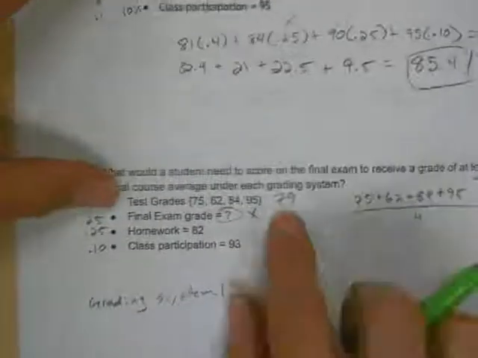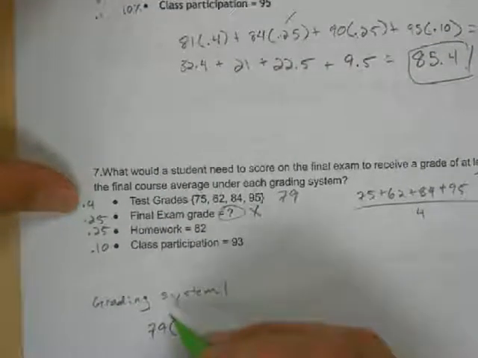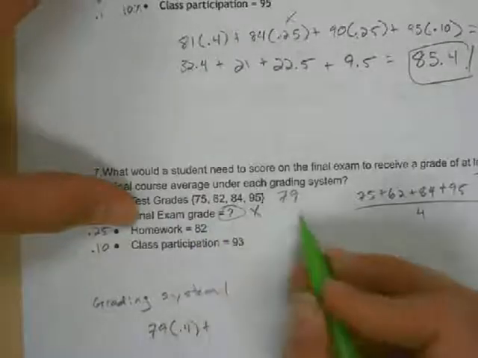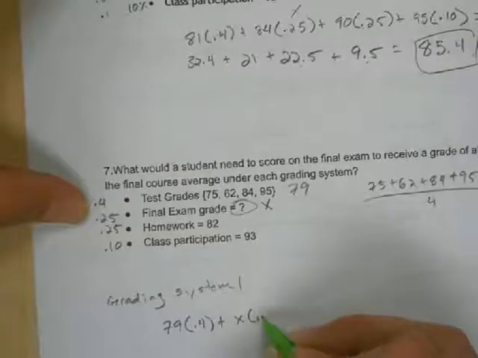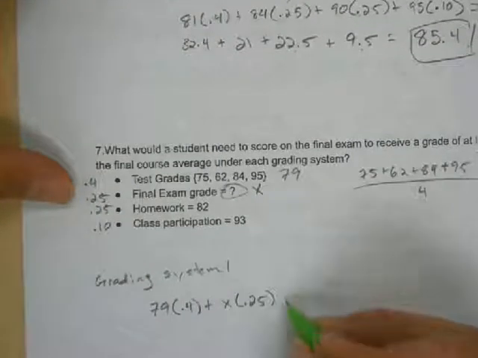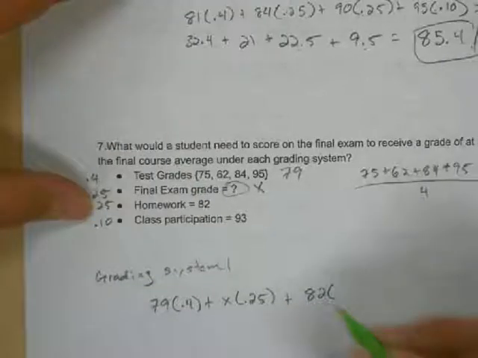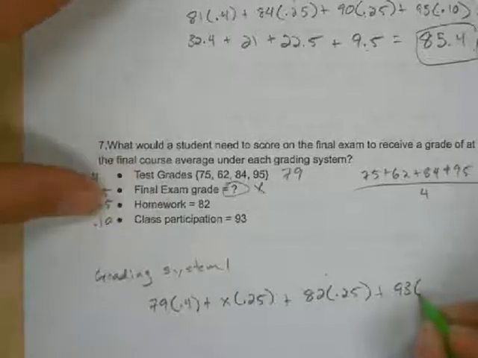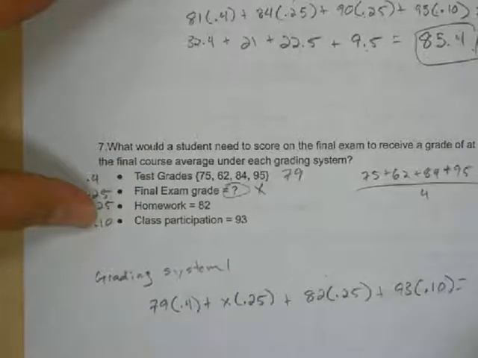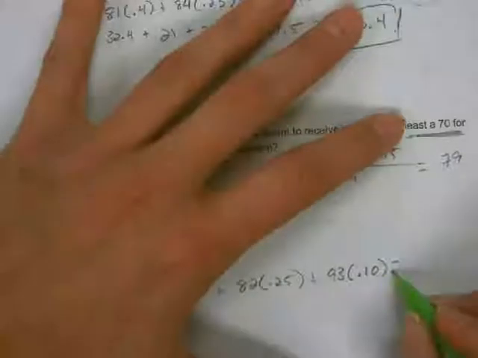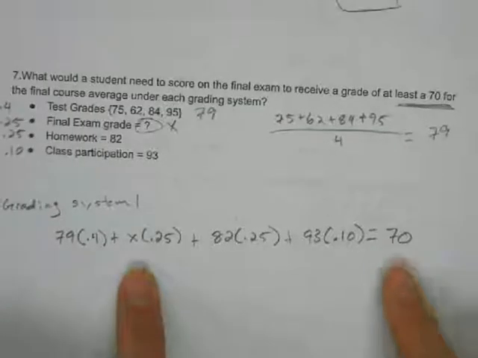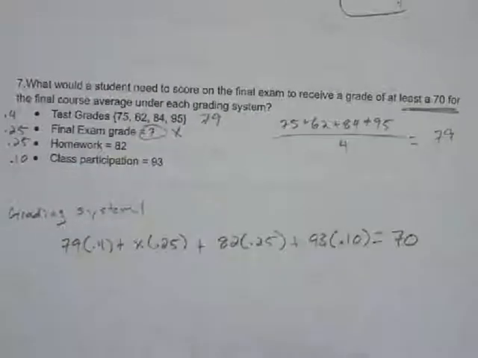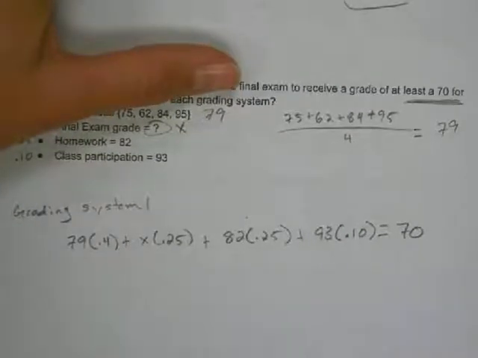So I still have my test grade times its weight, plus my final exam grade, which I don't know, times its weight. Notice I still do times its weight. Plus homework grade times its weight, plus class participation times its weight. And that's equal to my overall class grade. Well, this time I know my class grade because we want at least a 70. So we're going to set it equal to 70 because that'll tell us the very bottom, and anything over that would get me a higher grade, right? So then from there, calculate and add up.